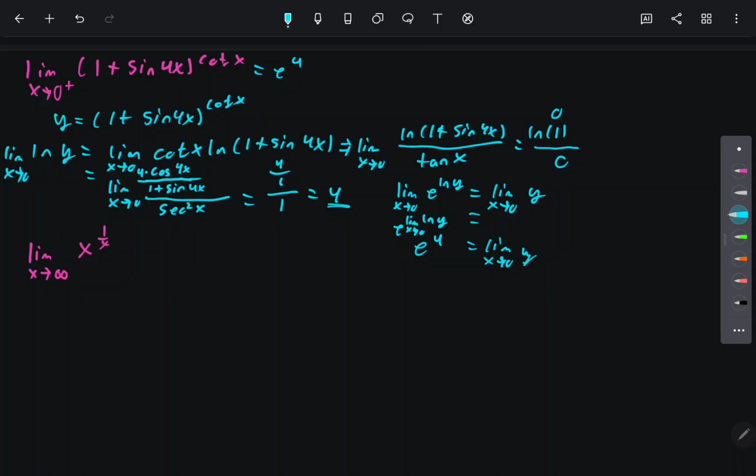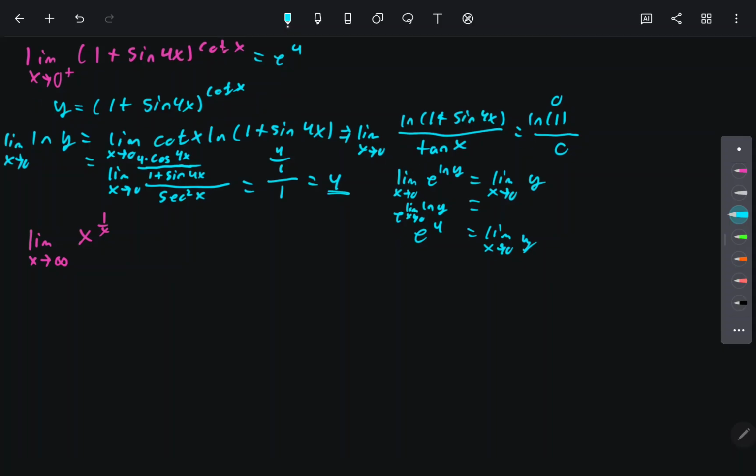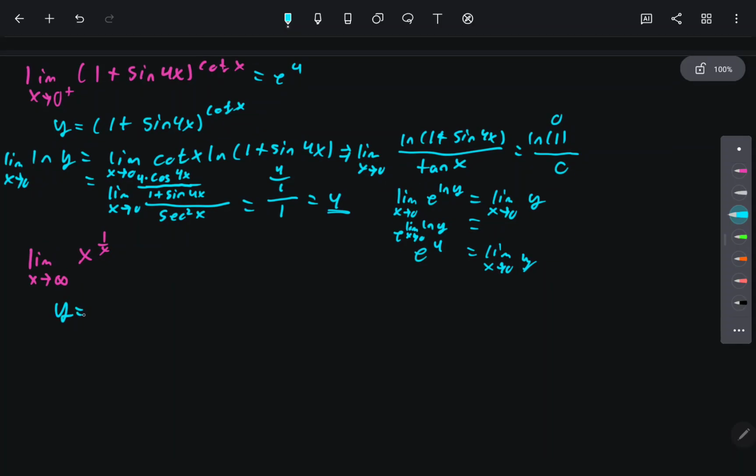Alright, for this next one, we're going to use the same steps. So we define a new function, y, and that's going to be equal to x to the power of 1 over x. Then we're going to take the natural logarithm of both sides.